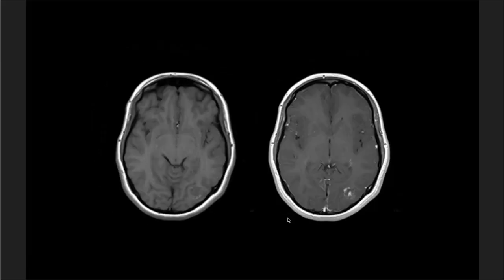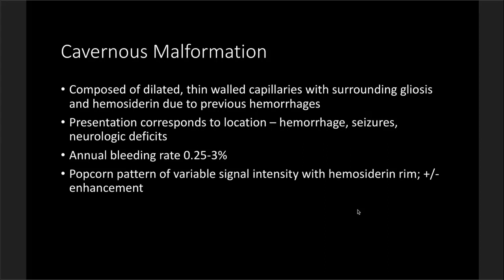And here we see on T1 pre-contrast, there's some areas of T1 shortening. On post-contrast, we have a few areas of enhancement. And enhancement is variable with cavernous malformation. It may or may not be present, but this is a cavernous malformation, and that can mimic metastasis. These are malformations that are composed of dilated thin-walled capillaries, and they have microhemorrhages, and that causes a rim of hemosiderin to form around the lesion.